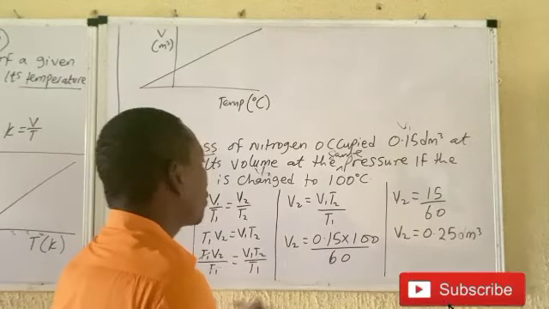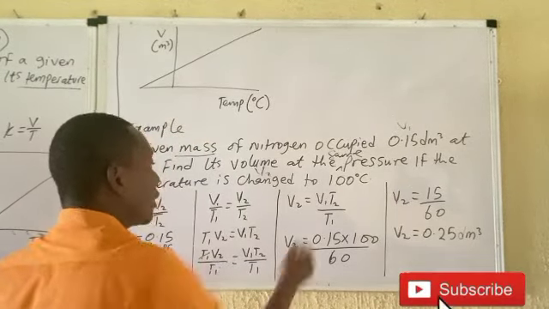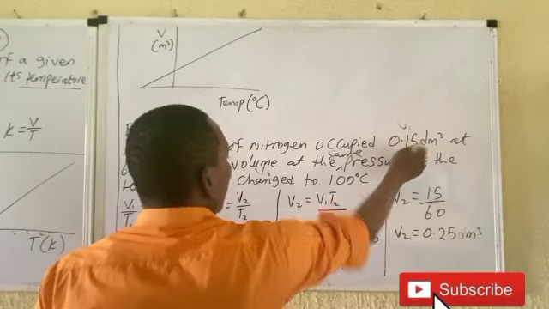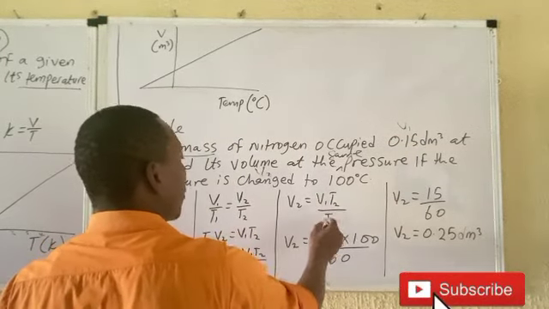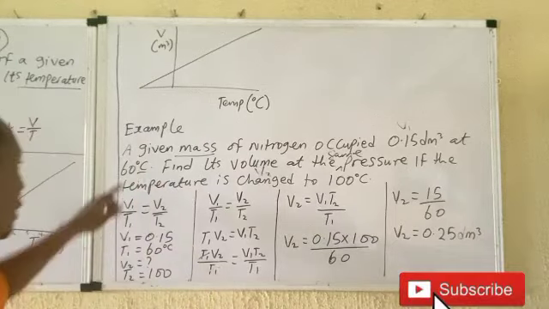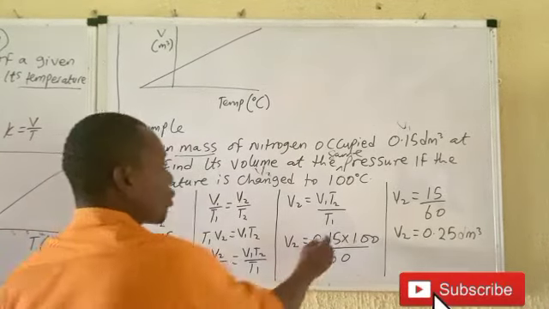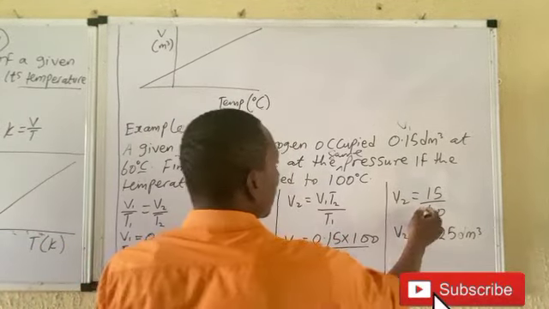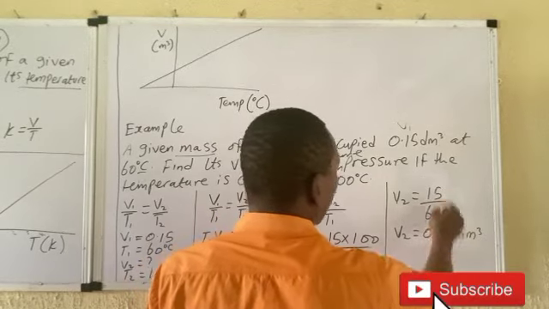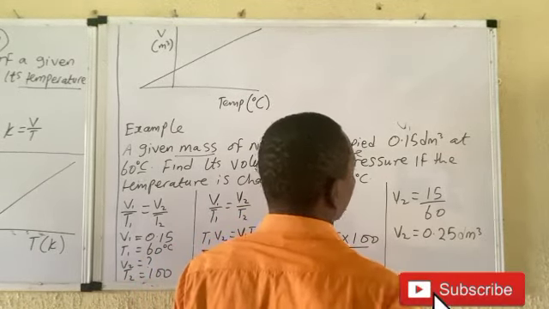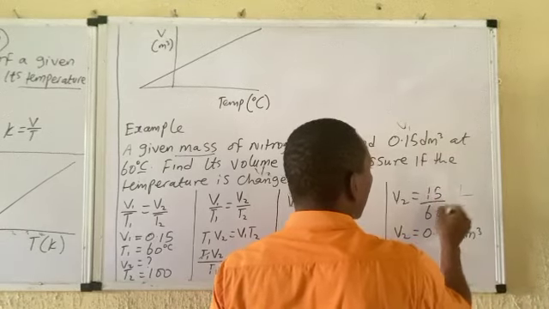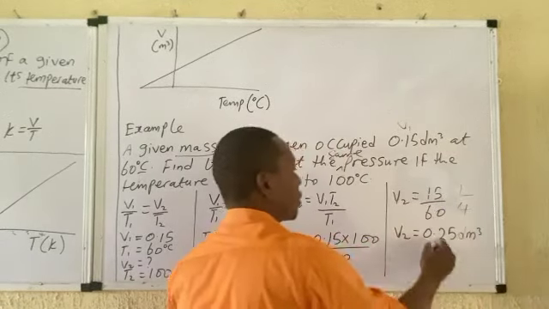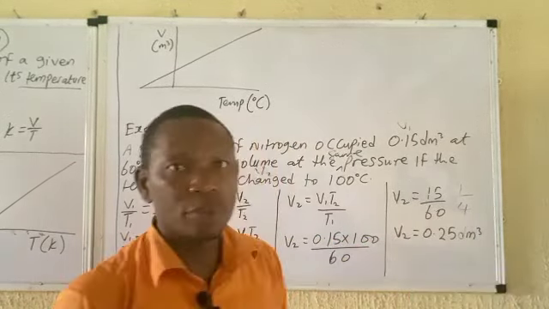Once you have that, you just simply input into your formula. What is V1? 0.15. What is T2? 100 degrees Celsius, all over, what is T1? 60 degrees. Use this to multiply this. You have 15 all over 60. And if you carry out the division, you have 0.25 dm cube as your answer.